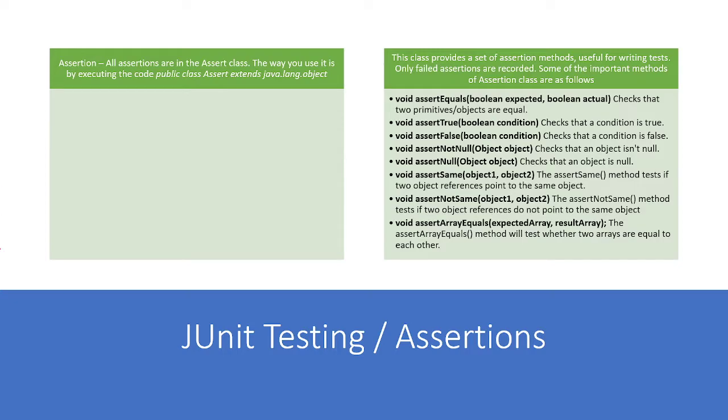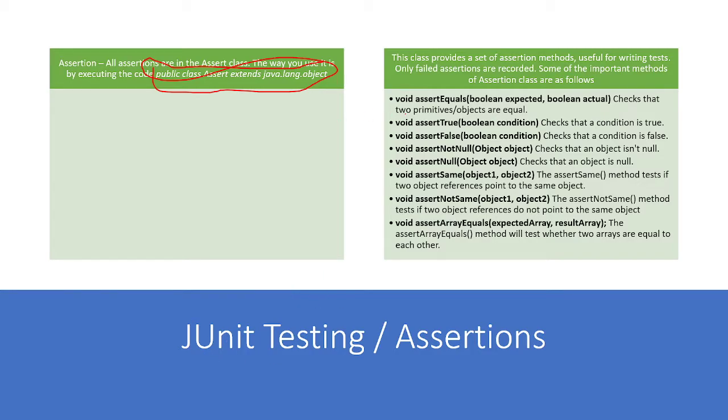All assertions are in this Assert class that is provided to you. This class can be imported using this code. Not imported, but basically we're extending it. The Assert class extends java.lang.Object. This class provides a set of assertion methods used for writing tests. Only failed assertions are recorded. Some of the important methods of the Assert class are as follows.